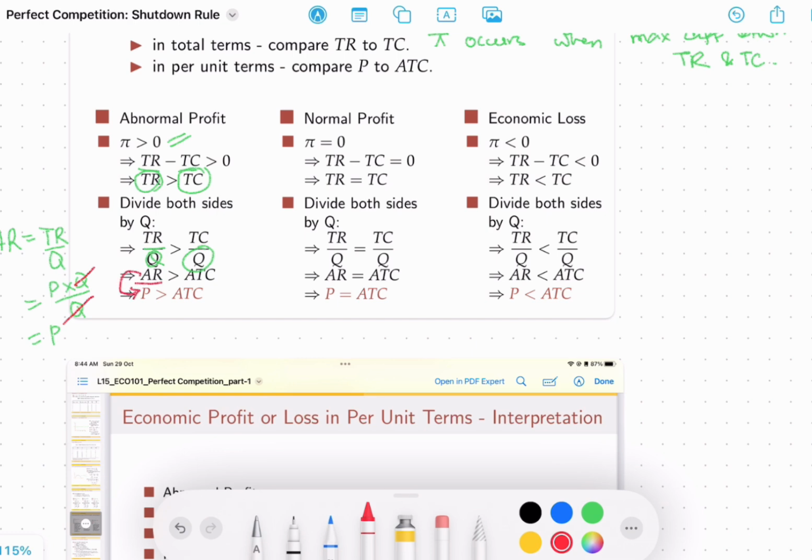Okay. And on this other side, when TC is divided by Q, we get ATC. So that remains here. So when price is more than ATC, this is the same as saying profit is more than zero. This is just being expressed in per unit terms. So similarly, profit less than zero means TR is less than TC. Again, you take it to per unit terms and you get price is less than ATC. And when profit is equal to zero, your condition is P must be equal to ATC. Okay, this is what we are calling normal profit.